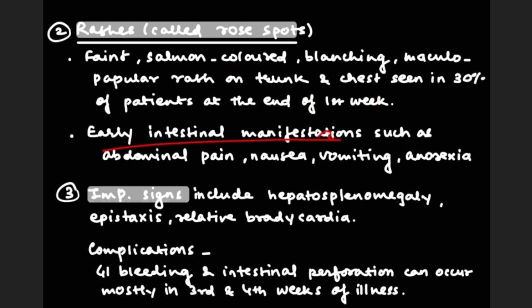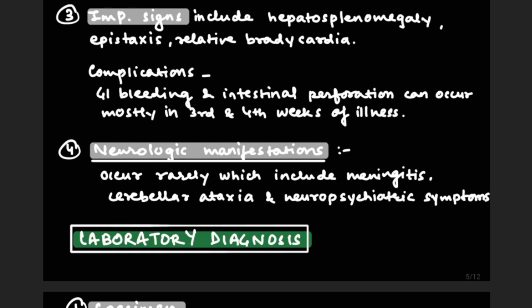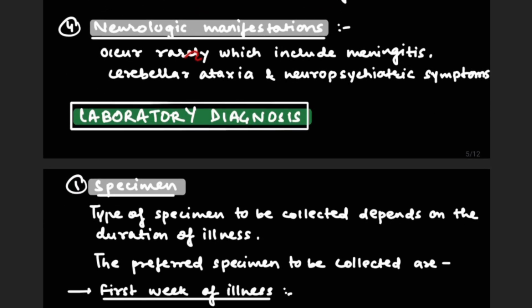Then early intestinal manifestations are also there, such as abdominal pain, nausea, vomiting, anorexia. Anorexia means loss of appetite. Then third are important signs, which include hepatosplenomegaly, epistaxis, and relative bradycardia. There can be complications also, such as GI bleeding and intestinal perforation. This can also occur in the third and fourth week of illness. And fourth is neurological manifestation, rarely, which includes meningitis, cerebellar ataxia. So this was all about clinical manifestation.